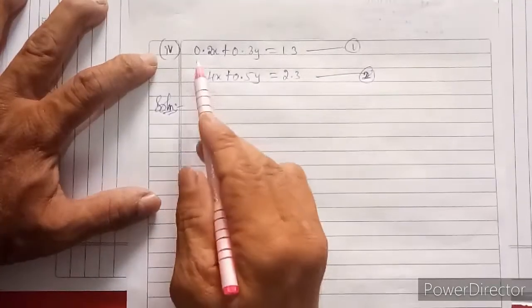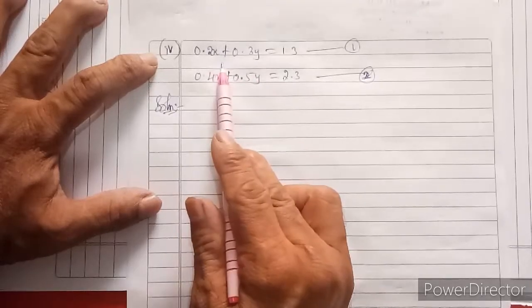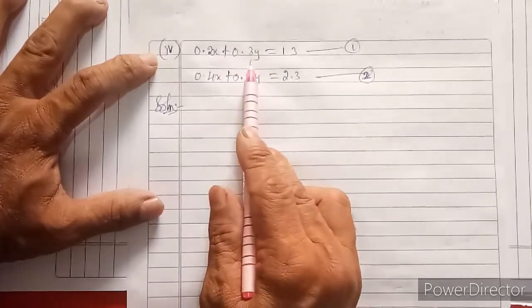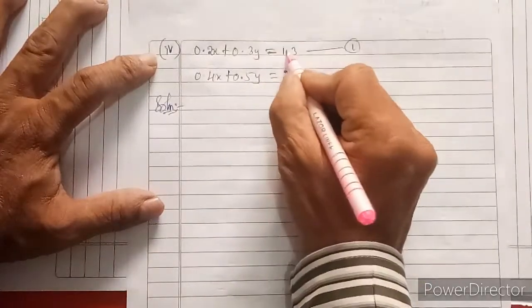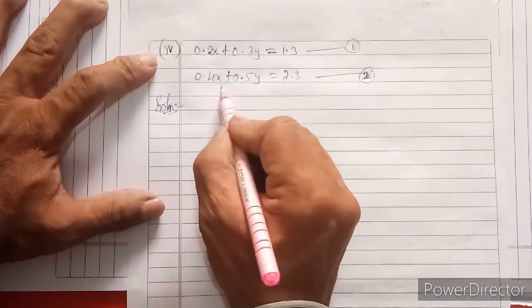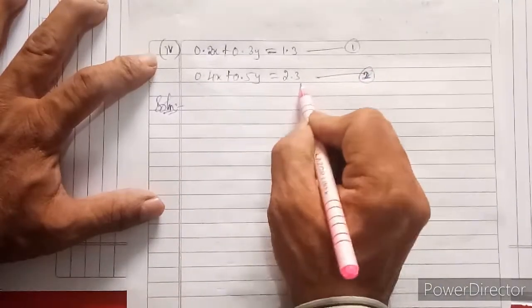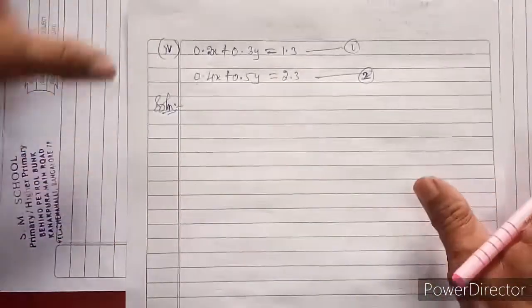Now question number 4 is given in decimal form: 0.2x plus 0.3y is equal to 1.3, that is equation 1, and similarly 0.4x plus 0.5y is equal to 2.3, that is equation 2. First of all, I would like to explain based on the sum.